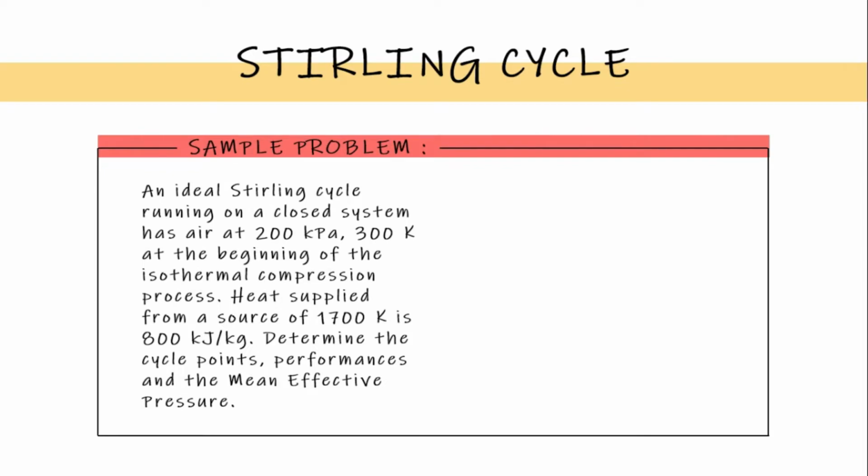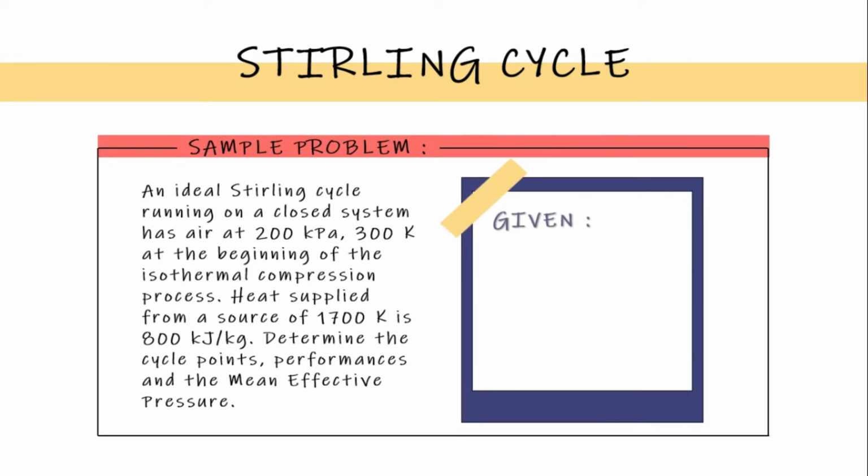An ideal Stirling cycle running on a closed system has air at 200 kPa, 300 Kelvin at the beginning of the isothermal compression process. Heat supplied from a source of 1700 Kelvin is 800 kilojoules per kilogram. Determine the cycle points, performances, and the mean effective pressure.